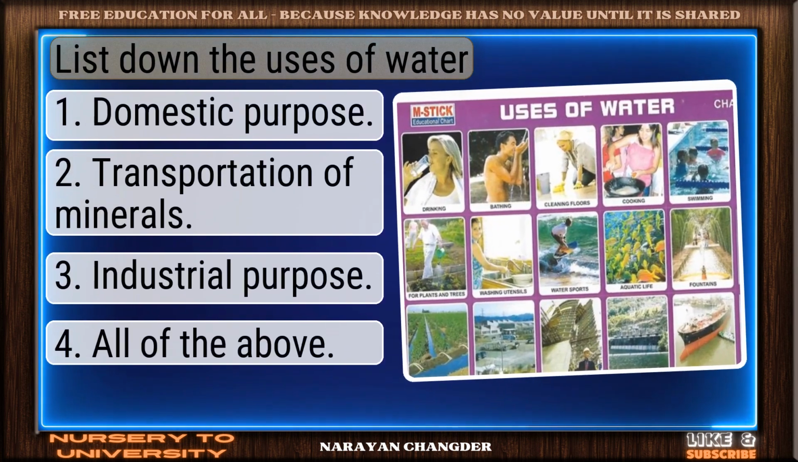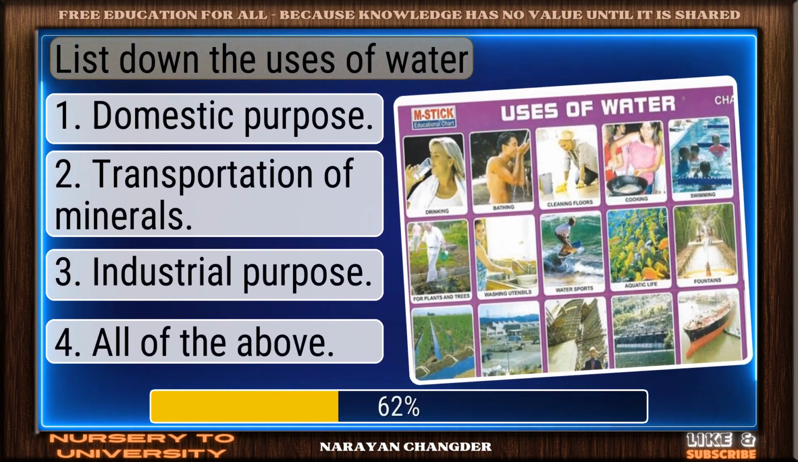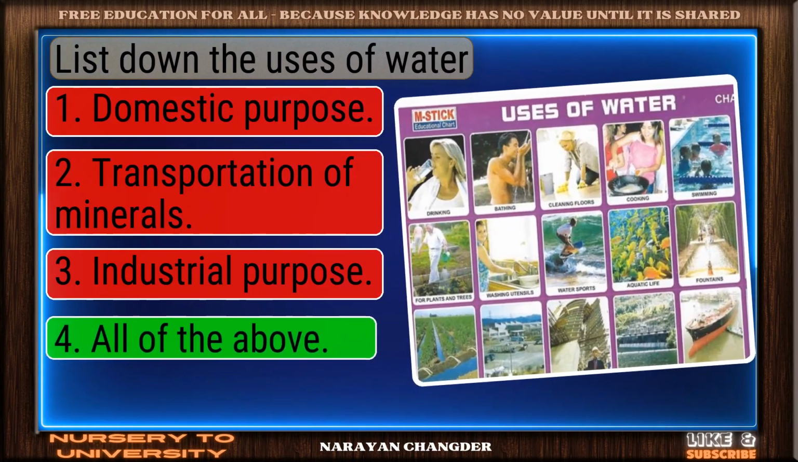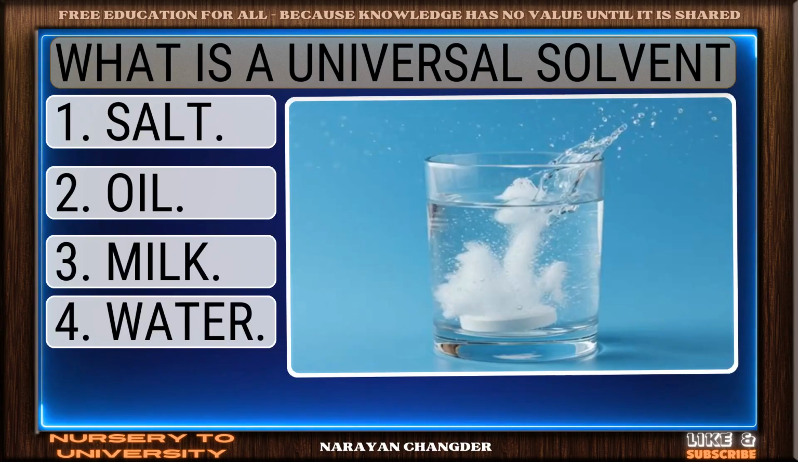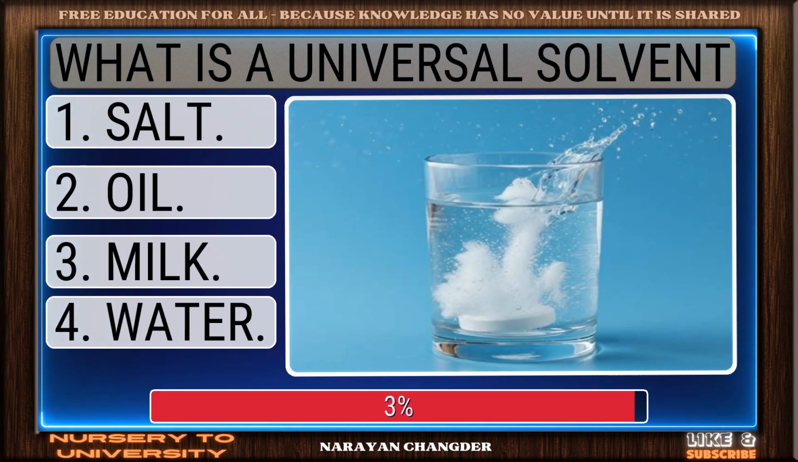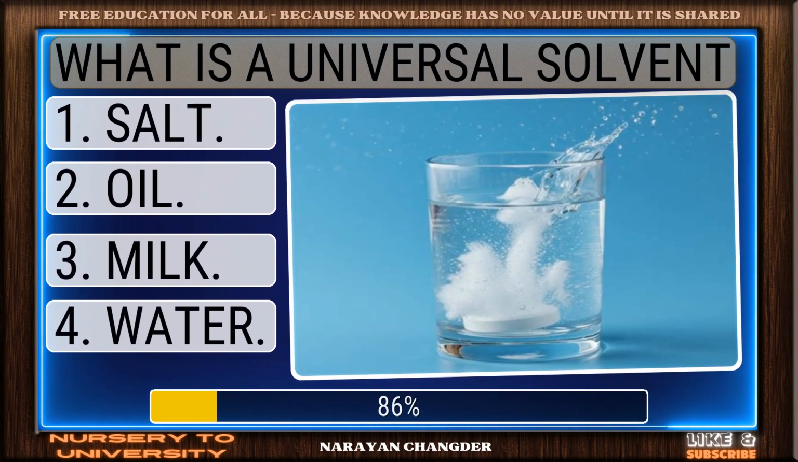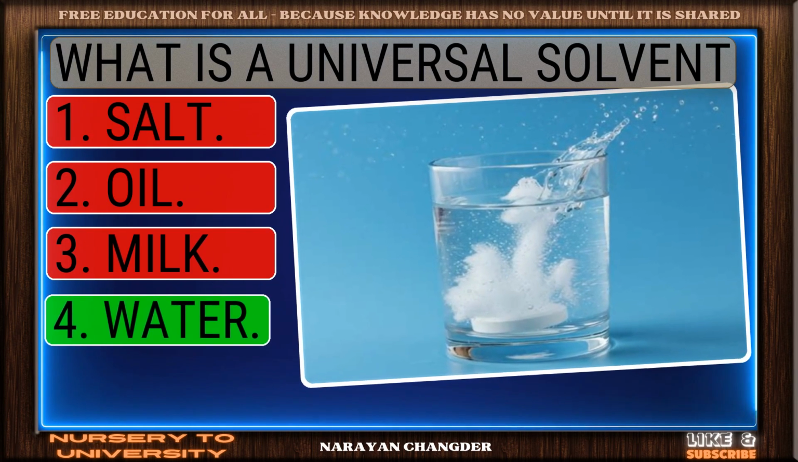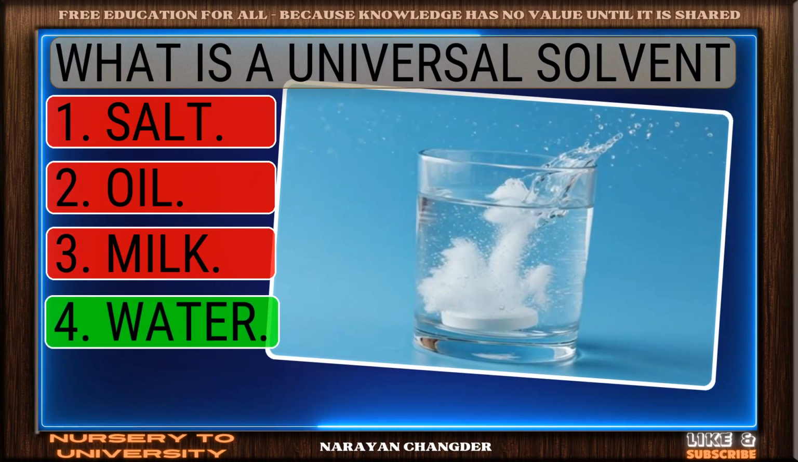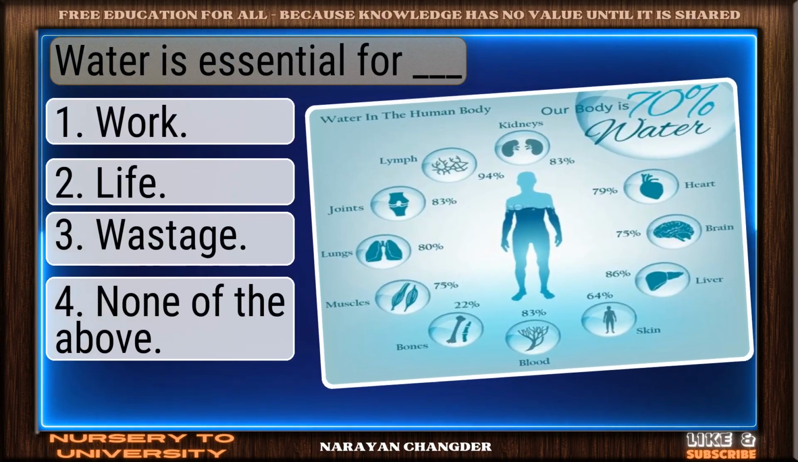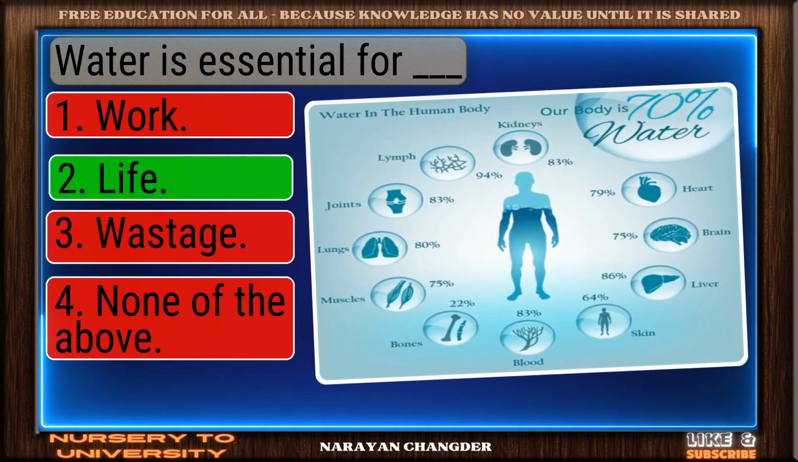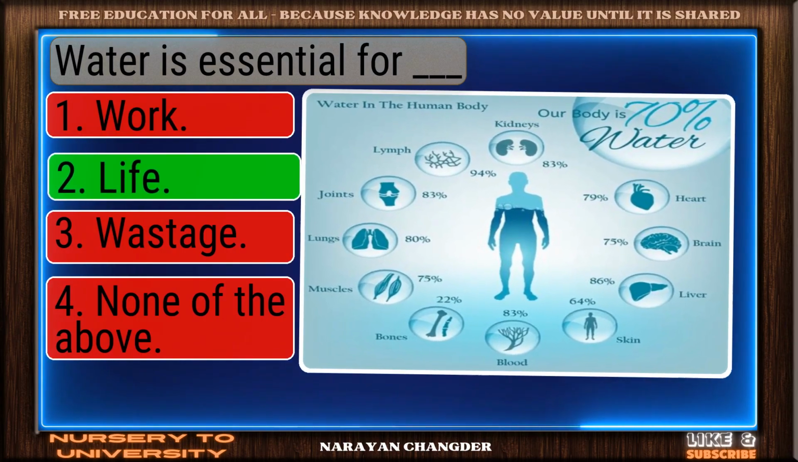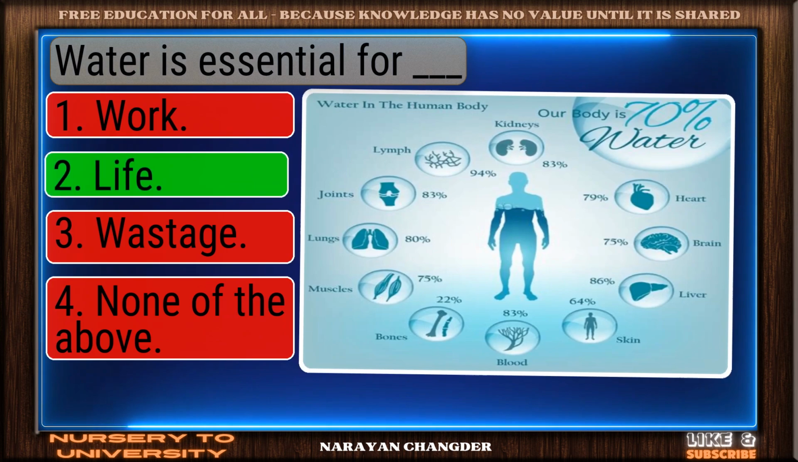List down the uses of water. Great thinking. All of the above is the right choice. What is a universal solvent? Smart pick. Water is the correct choice. Water is essential for dash. Well reasoned. Life is the correct choice.